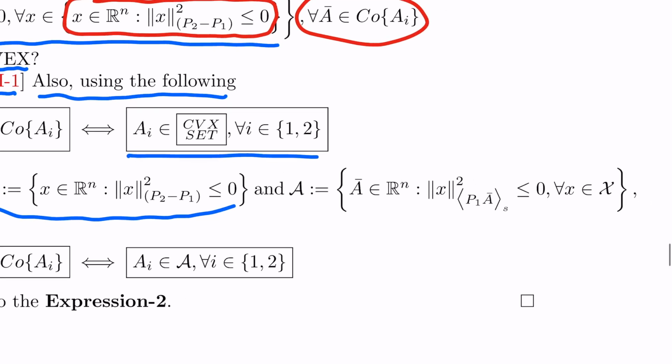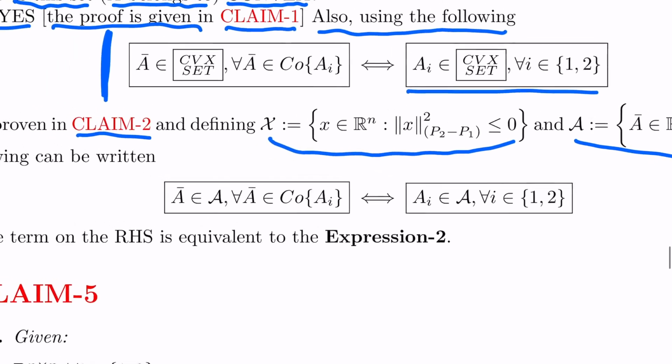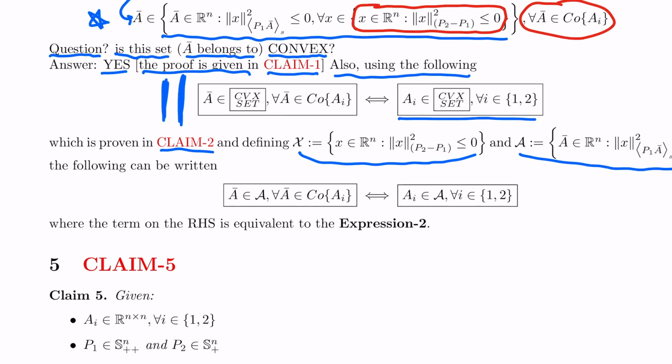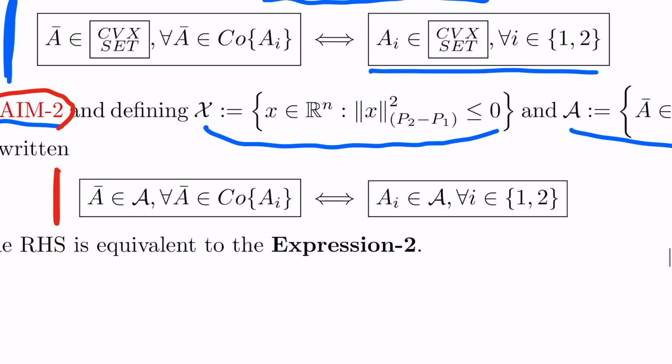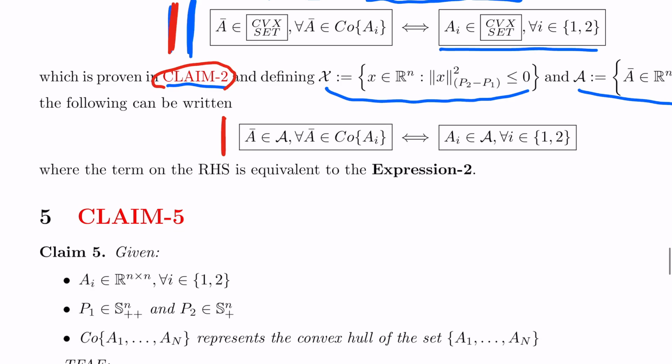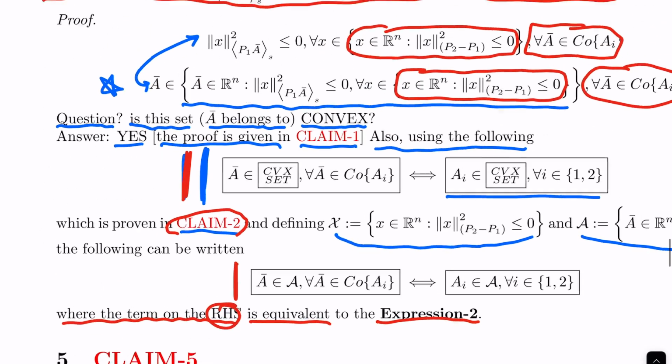Here I am trying to simplify things. This is x, and then this is the original term, right? And using this equivalence that we discussed in claim 2, the following can be written. Basically, I'm using the same expression, even the notation is quite similar to make things easier for you. So the term on the right hand side is equivalent to expression 2.